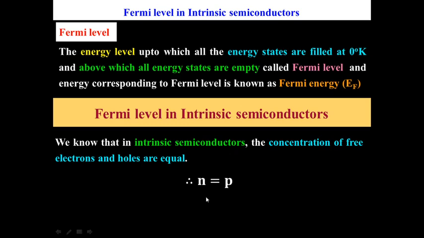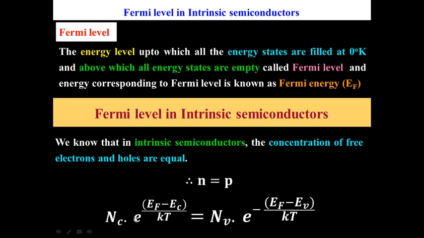And we have already derived the expressions for the concentration of electrons and the concentration of holes for intrinsic semiconductors. So what is the concentration of electrons? That is Nc into exponential of (EF minus EC) by kT, and the concentration of holes in the valence band can be given by this expression: Nv into exponential of minus (EF minus EV) by kT, where EF is the Fermi energy, EV is the energy of the top of the valence band, EC is the energy of the bottom of the conduction band, Nc is the effective density of states of the conduction band, and Nv is the effective density of states of the valence band.